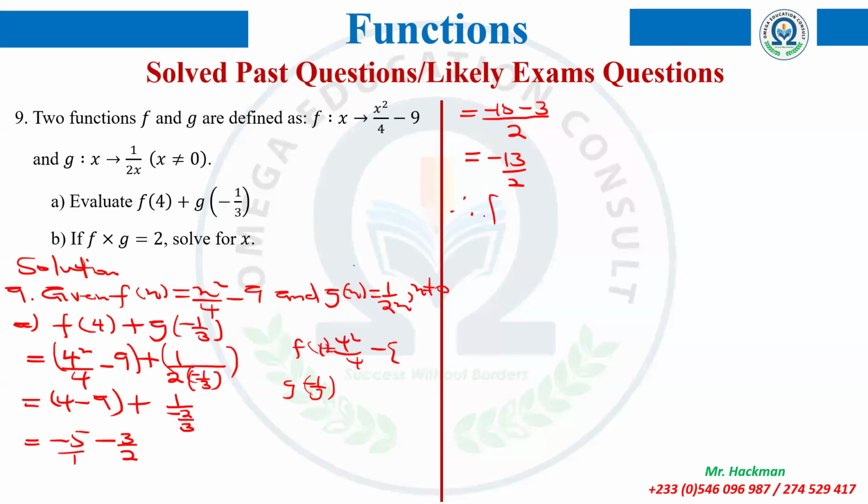So therefore, F of 4 plus G of minus 1 over 3 will be equal to the mixed number form of what we have there. And that will give us minus 6 whole number 1 over 2. Am I right?